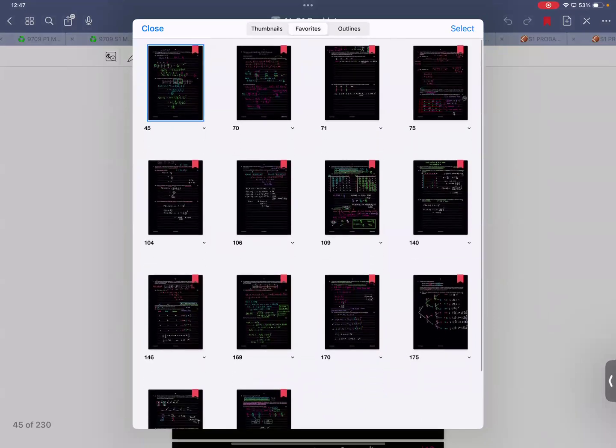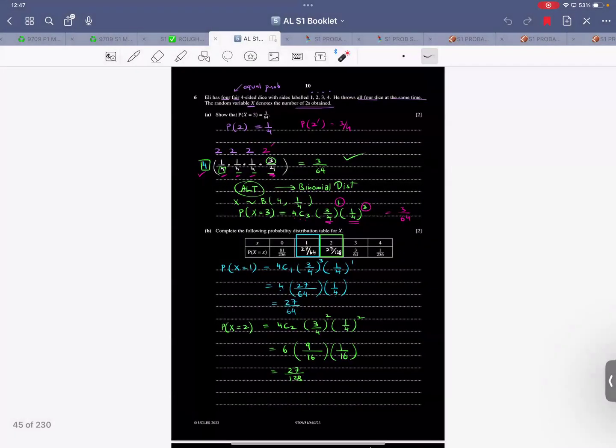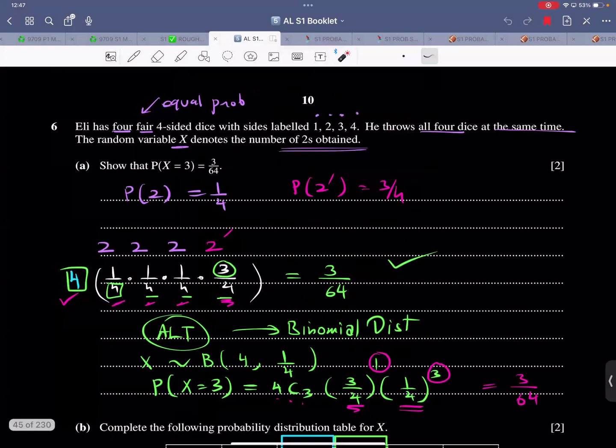Now, this is 2023. Let's look at this question. Ellie has four fair, four-sided dice with labels 1, 2, 3, 4. He throws all the 4 dice at the same time. The random variable X denotes the number of 2s obtained. Show that probability X is equal to 3 is 3 over 64.